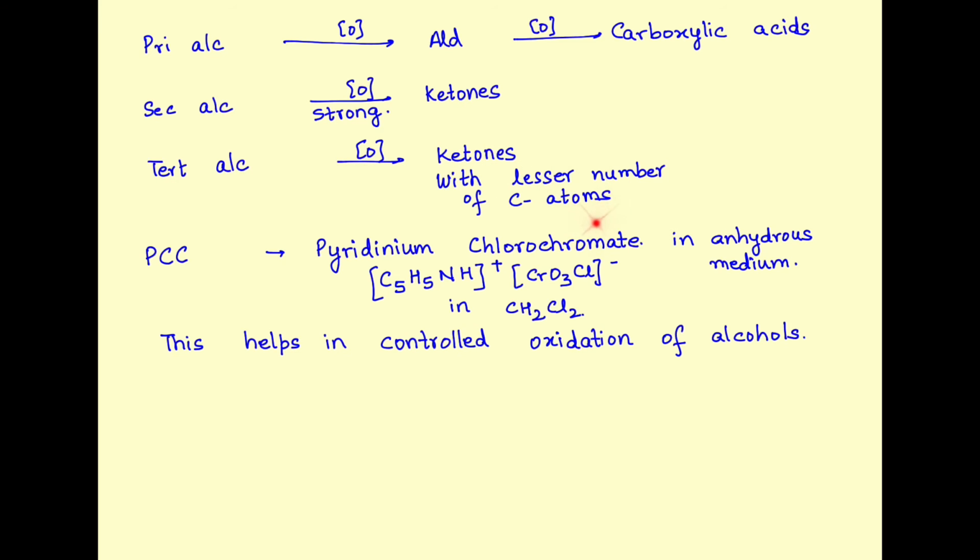Now, if I want to stop the reaction at the aldehyde stage, there is another option for me. We use something which is called PCC. P for pyridinium, C for chloro, C for chromate. So pyridinium, C5H5N is pyridine. Pyridinium, so C5H5NH, chlorochromate in an anhydrous medium.